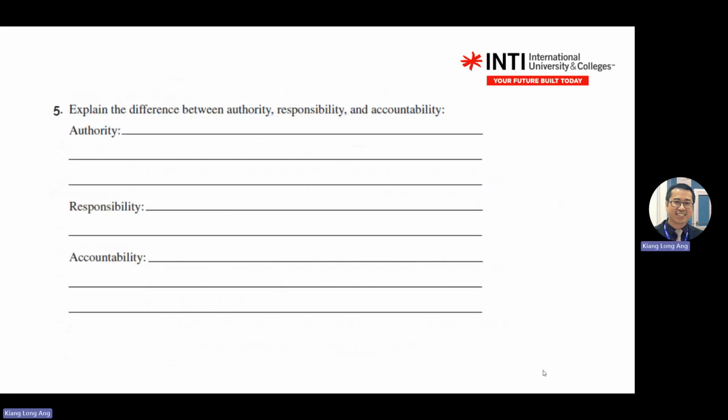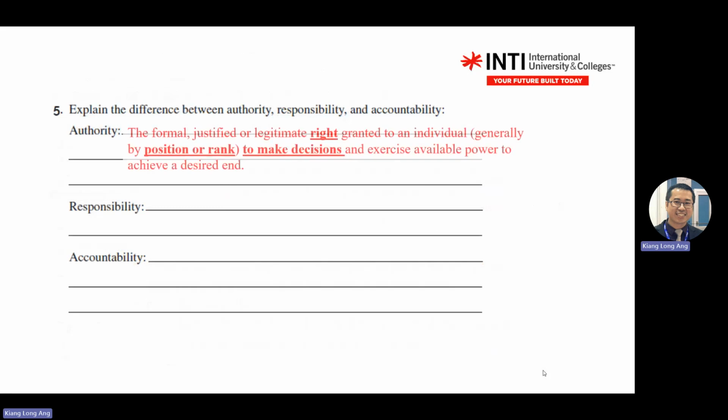Okay, number 5, explain the difference between authority, responsibility, and accountability. So this one also is a very textbook definition. You can also elaborate with the Gantt chart using these three keywords: authority, responsibility, and accountability. So I give you the definition.